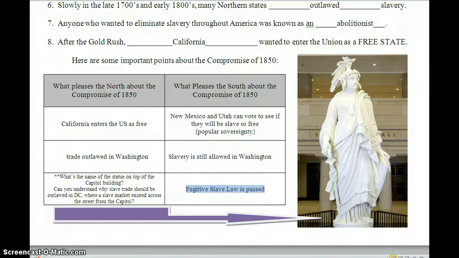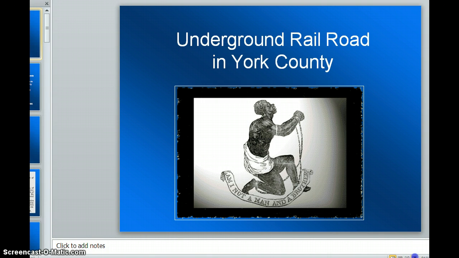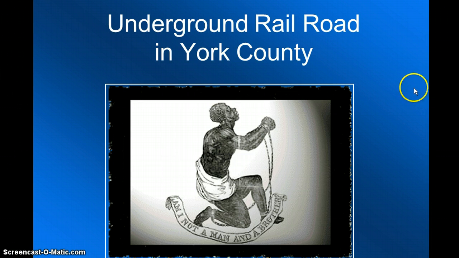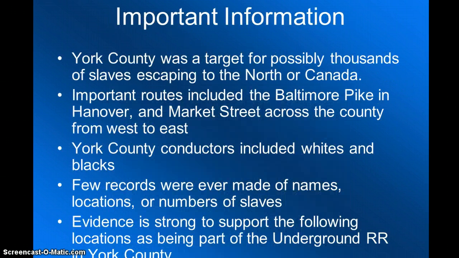This is what gives the Underground Railroad a big period of growth in the North, starting with the Fugitive Slave Law of 1850. In fact, let me show you a couple of pictures about the Fugitive Slave Law and how the Underground Railroad is really important in York County. York County in Pennsylvania, because we are right across the Mason-Dixon line from Maryland, is free territory. And maybe thousands of slaves trying to escape to the north or to Canada were headed for Pennsylvania.